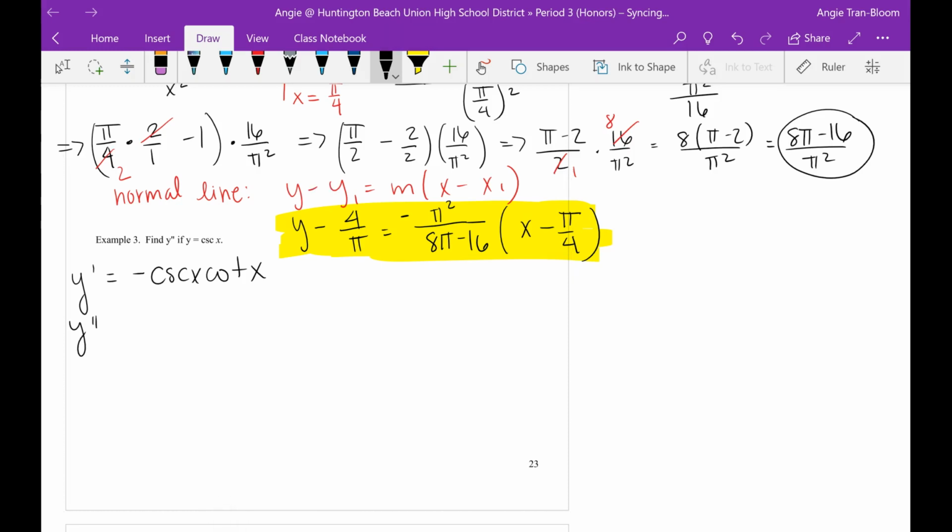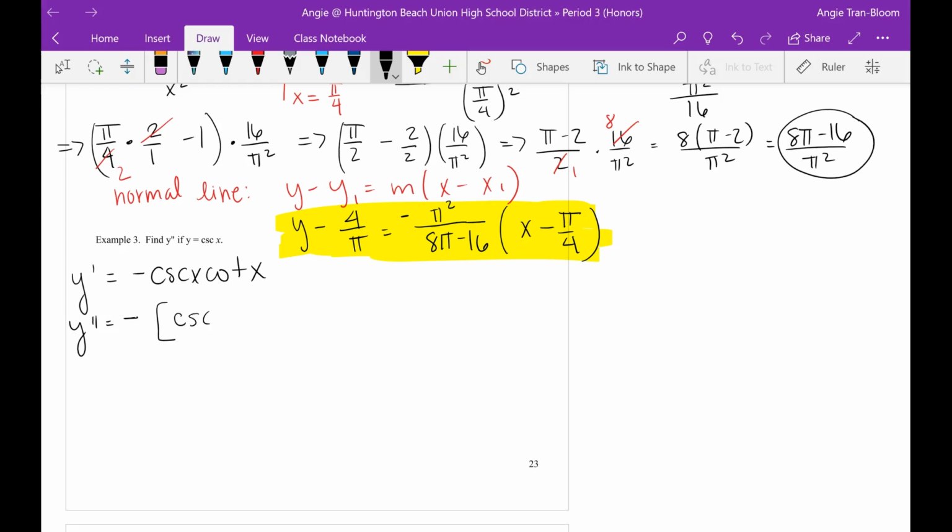Second derivative, which is what I'm really looking for. I now need to use my product rule, all right? So the product rule says what? u prime v plus v prime u. Sounds like a good idea. You can also take the negative out in the front if you want to. If you don't want to deal with that, that's totally okay.